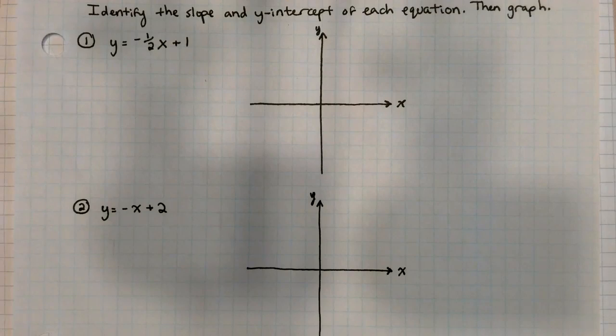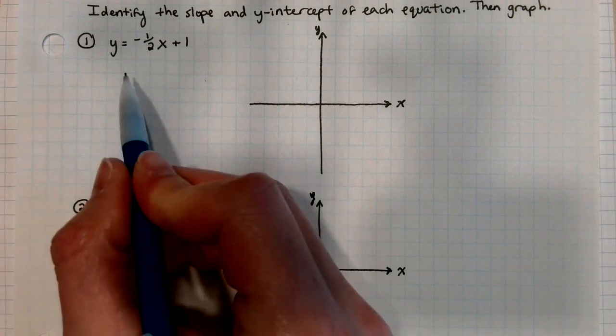A big part of our linear equations unit is being able to identify the slope and y-intercept of equations and then being able to graph that equation. So all of the examples we're going to go through in this video are already written in slope-intercept form, which again is y equals mx plus b, where m is the slope and b is the y-intercept.